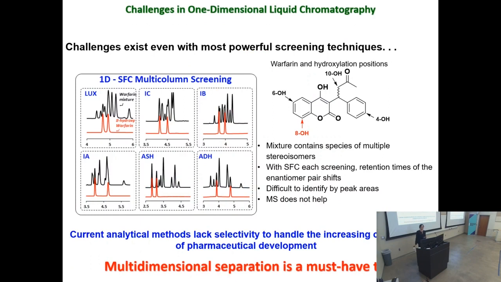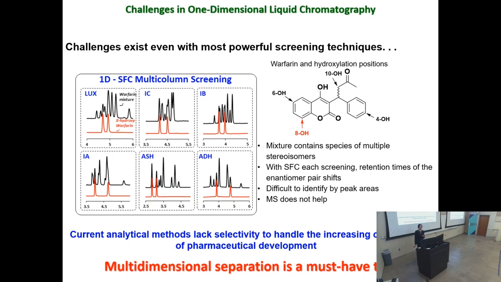But on the one-dimensional LC screening, no matter how many columns you put on and how many mobile phases you add on the pump, there's still a challenge even with the most powerful screening technique. So for example, the analysis of the warfarin and the hydroxy warfarin mixture. This is a total of 5 warfarin compounds: warfarin and 4 isomers with a hydroxyl group in different positions.